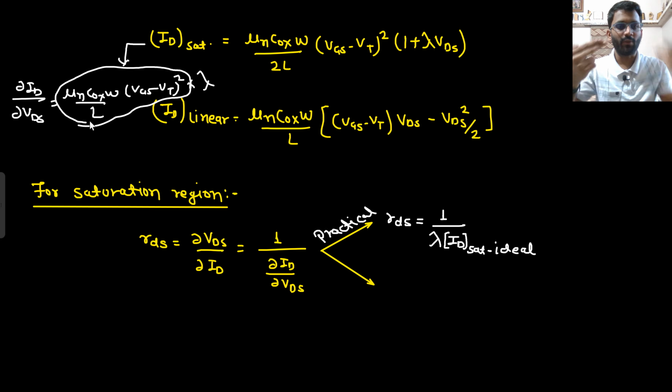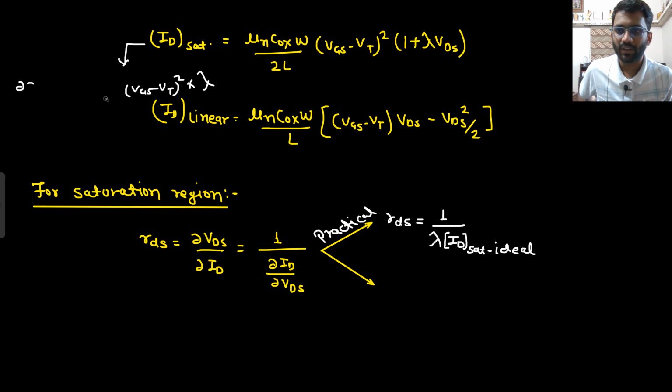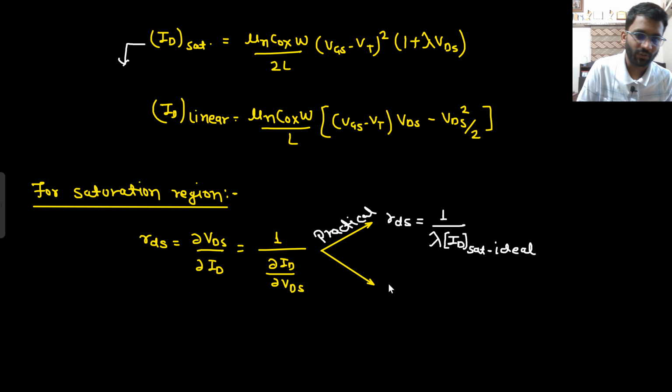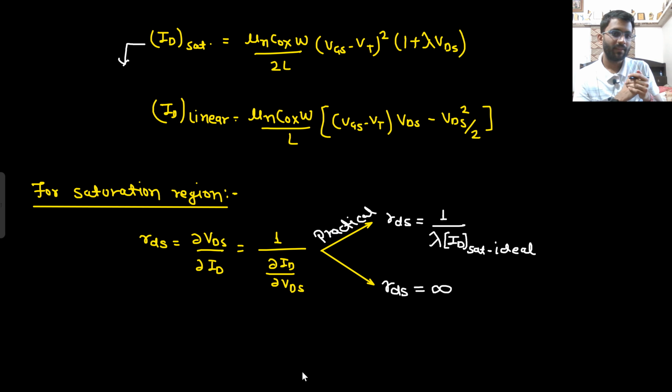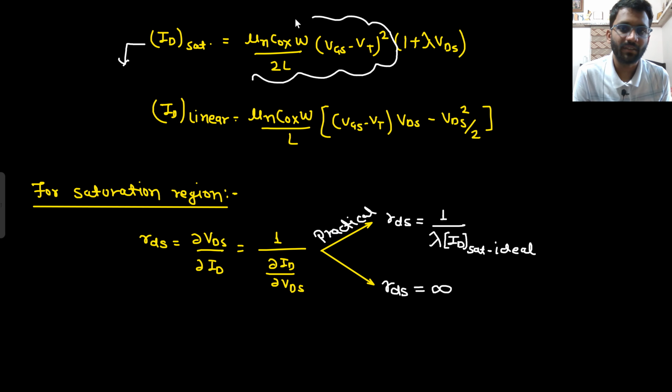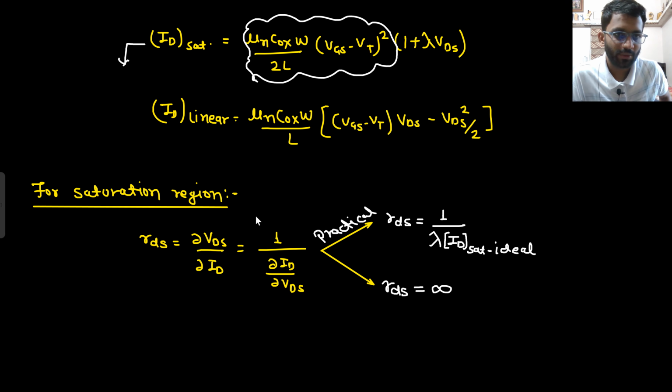So just the inverse we have to take, because RDS is del VDS by del ID. So after taking the inverse, this is what we are getting. And in the ideal case, you get RDS to be infinity. Why is it infinity? Because if you differentiate this expression with respect to VDS, the answer is 0. Del ID by del VDS will be 0, because there is no expression of VDS for the ideal case.